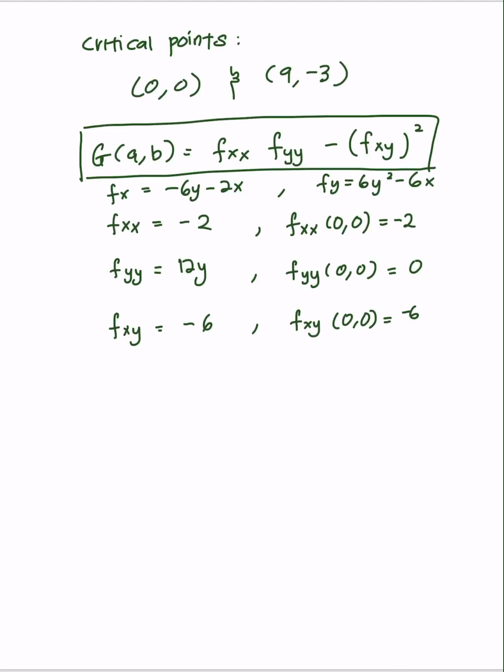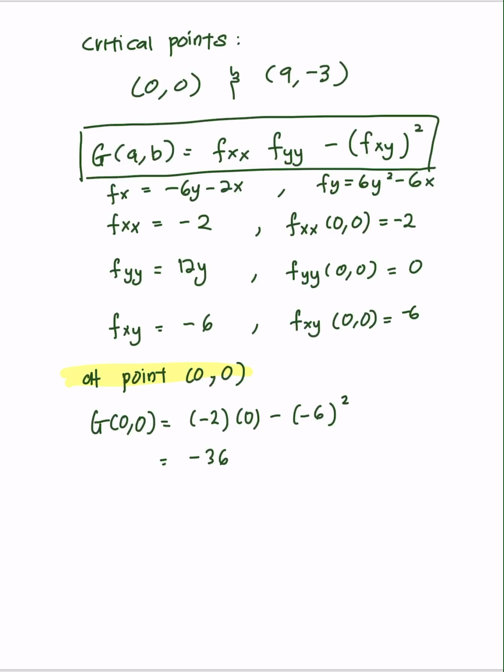Alright. So first we want to check at point (0, 0). G(0, 0) is equal to minus 2 times 0 minus 6 squared. So 6 squared is 36, minus 36, which is minus 36.